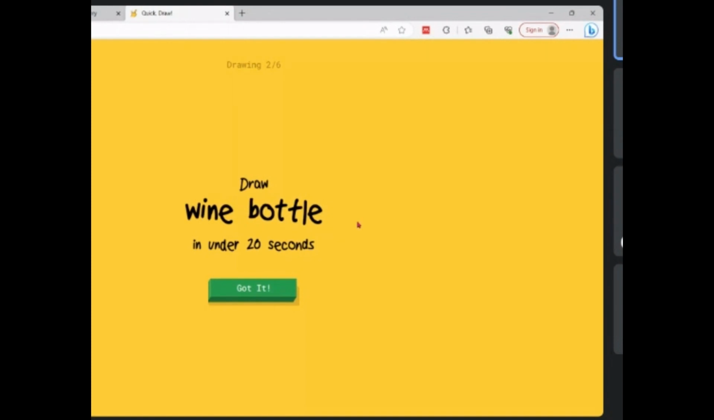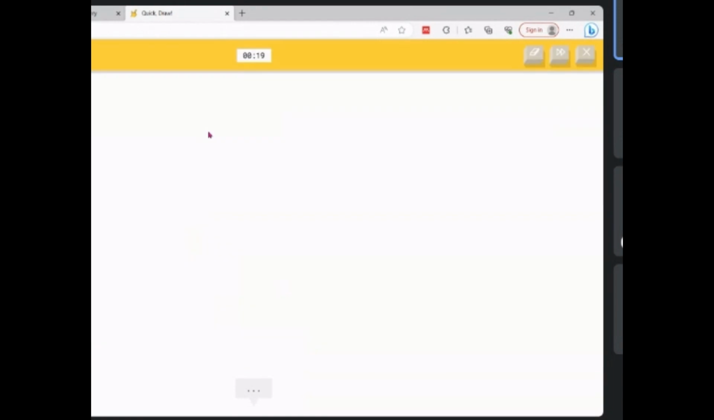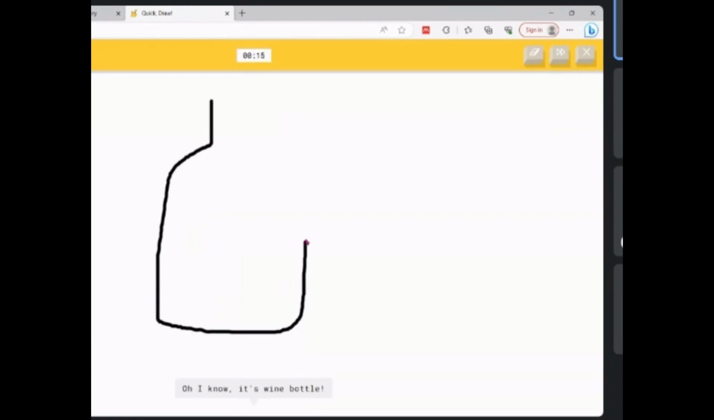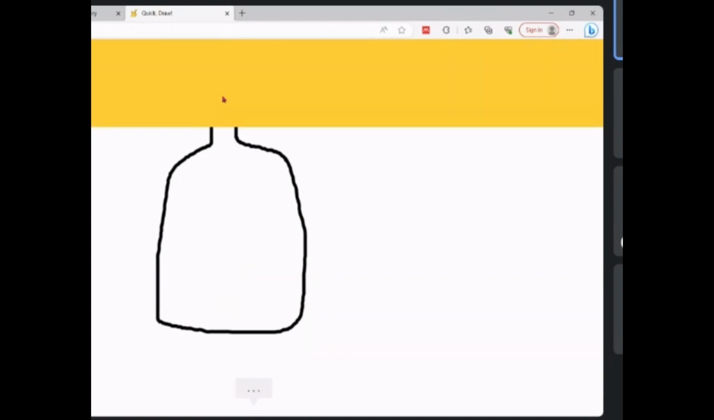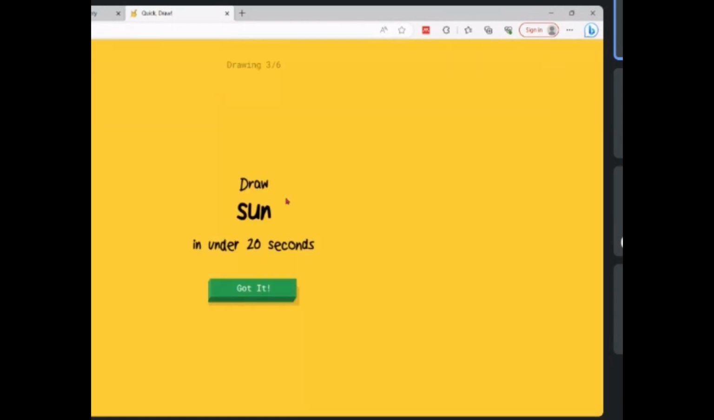Now the second object is being asked. Let me draw it correctly. Wine bottle. So let me create this wine bottle. He is predicting: I see nose, or name. Oh, I know, it's wine bottle. So he just correctly recognized it.